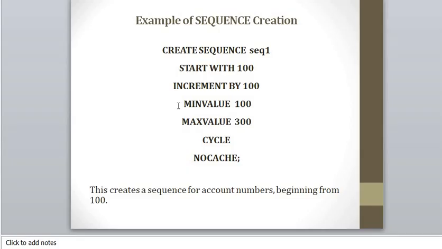This is an example of a sequence. We are creating a sequence named sequence 1, and it is going to start with 100 and be incremented by 100. The maximum value is 300 and the minimum value is 100. We are mentioning it as cycle and no cache. At the end of this presentation, I will show you practically how to create the sequence.